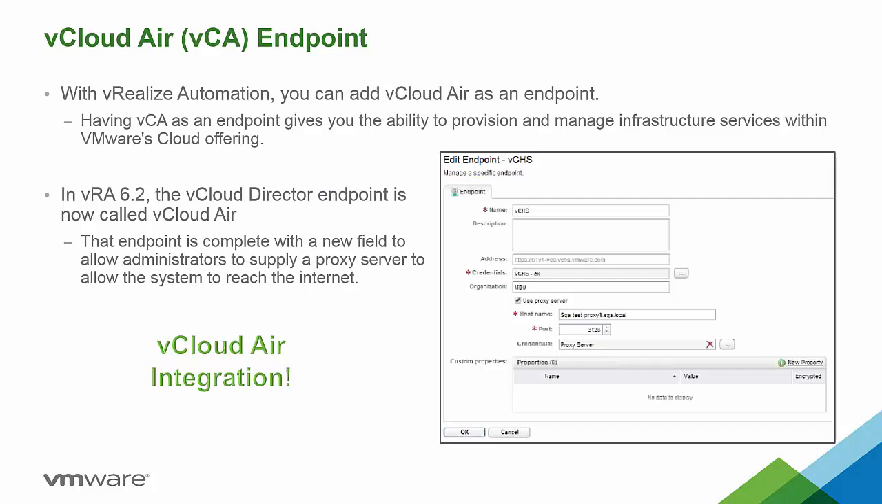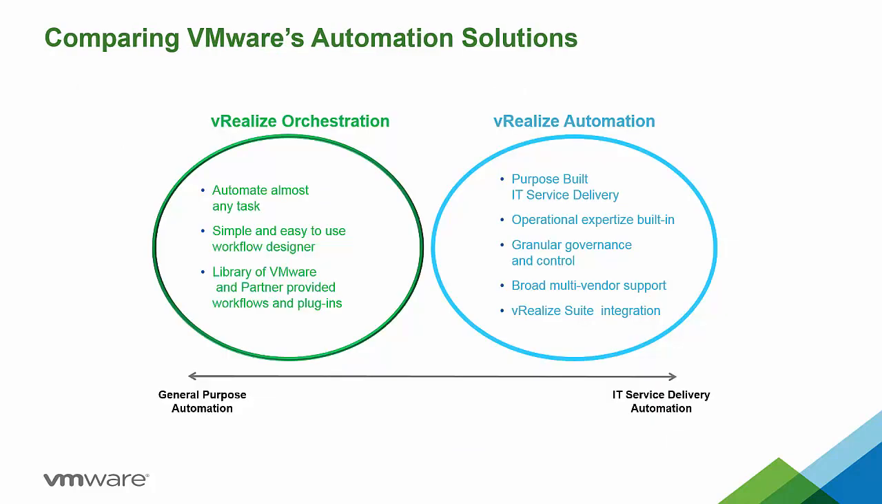In vRealize Automation 6.2, the vCloud Director endpoint is now called vCloud Air, so just a little side note on that, but again, just showing that integration with being able to provision out to the cloud as well.